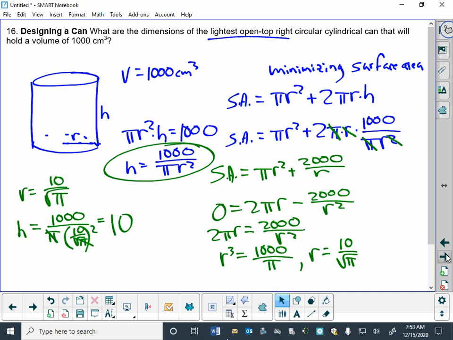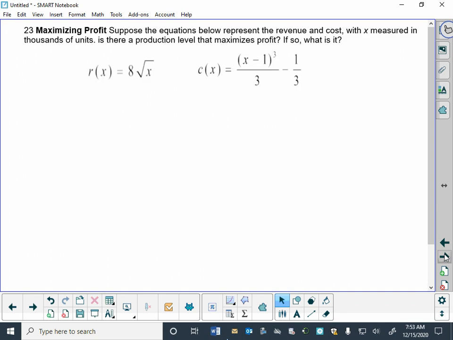Let's try another one. Maximizing profit. Okay, the equations below represent the revenue and cost with x measured in thousands of units. Is there a production level that maximizes the profit? Well, it tells me right there, maximize profit. So I will need a profit equation. Profit is revenue minus cost.